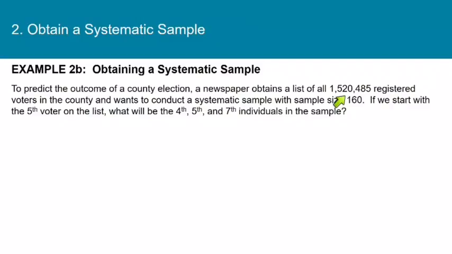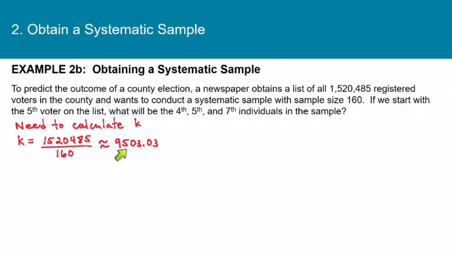And so what we want to do is take the population size and divide that by the number of people we need in the sample, and that gives us about 9,503.03. And remember, we always round down, because the problem is that if you rounded up, you would run out of people in your frame before you got the number of people you needed in your sample. So we always round this down, even if it's greater than 0.5. So we're going to go with K equals 9,503.